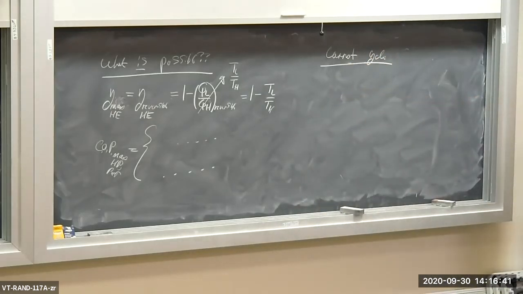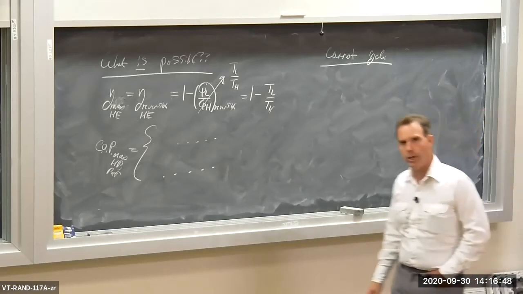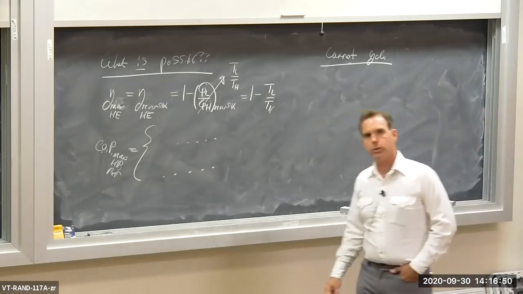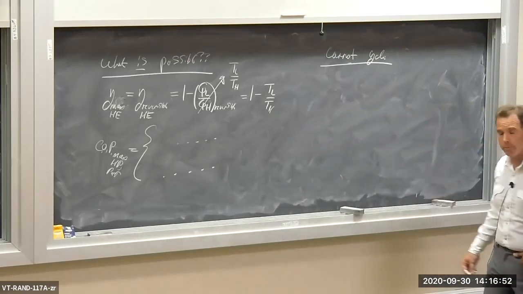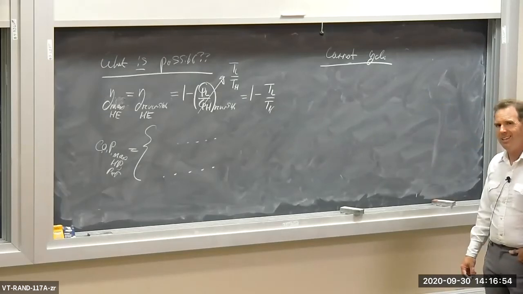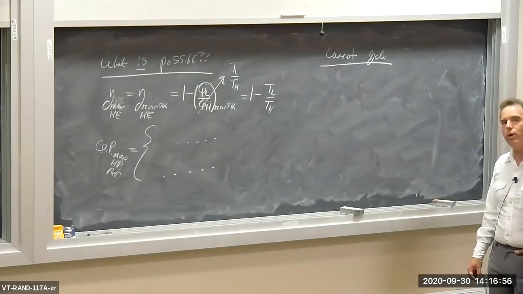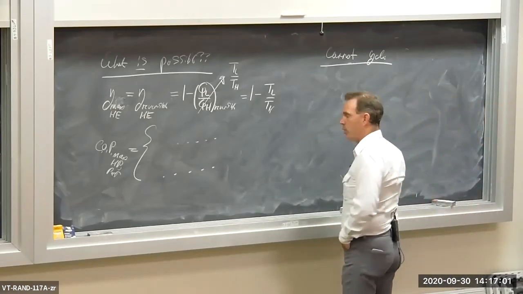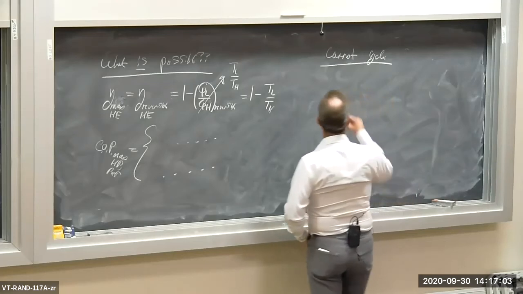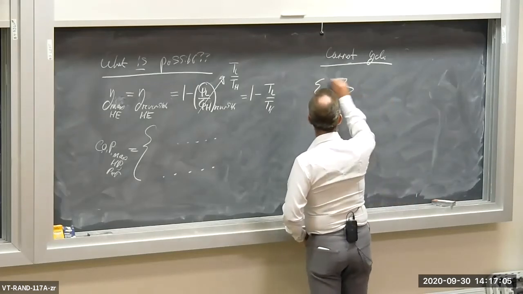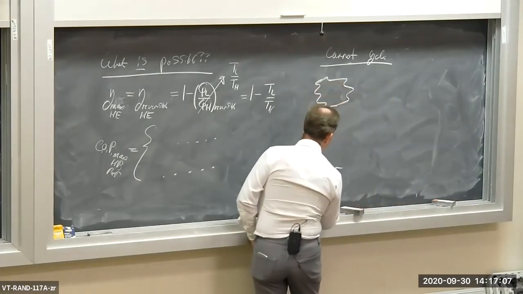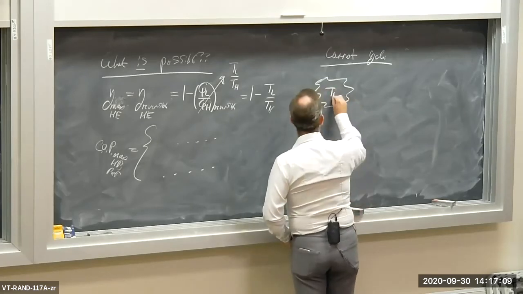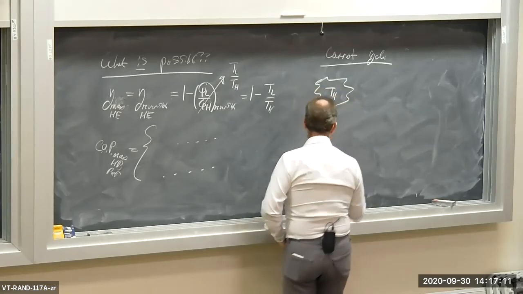I'm not saying you can build it. You can't build this thing. You can approach it. You can build something close to it. But the Carnot cycle is a reversible heat engine, heat pump, or refrigerator. It can't really function in nature, but we can approach it. So how does it work? What might we conceive of a reversible heat pump or refrigerator?